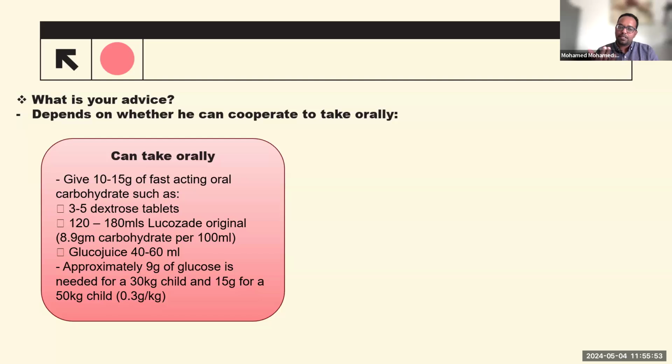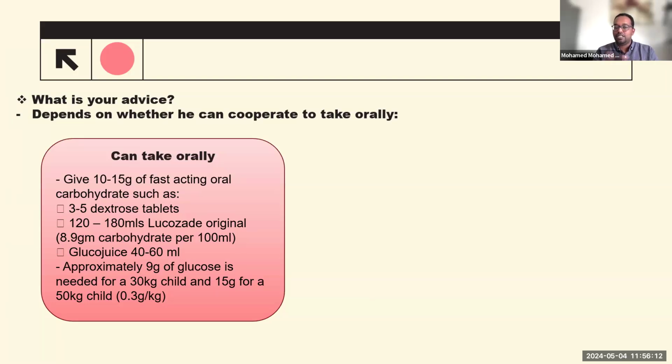They can either have dextrose tablets, Lucozade, gel if they can't take that, or glucojuice. And approximately, they need 9 grams of glucose, 0.3 grams of glucose for each kilogram they weigh, just as a rough estimate. So you give them that if they can take something orally.